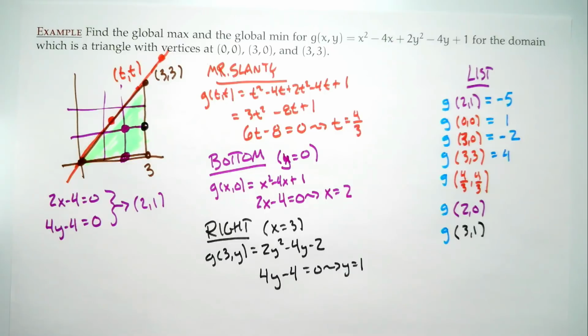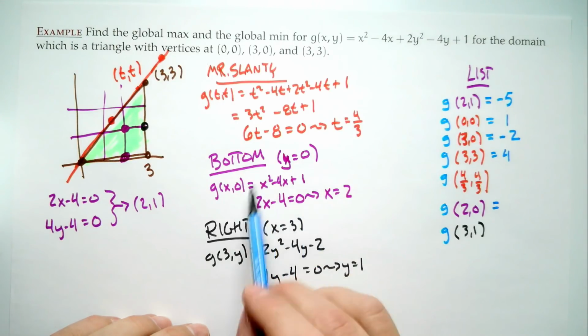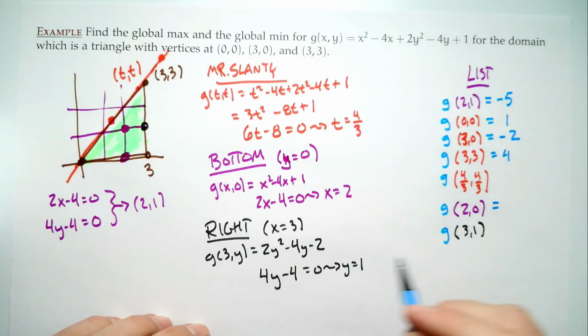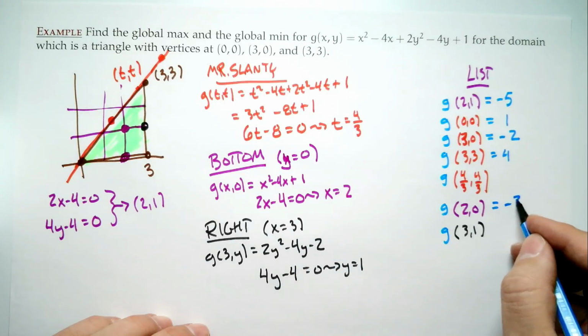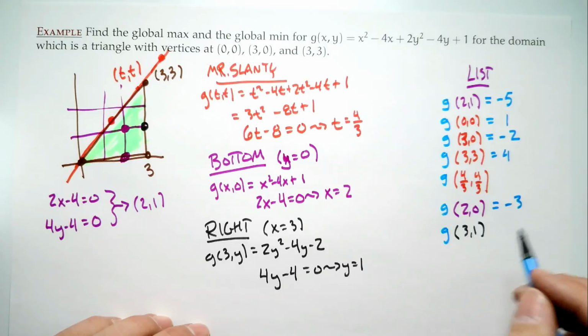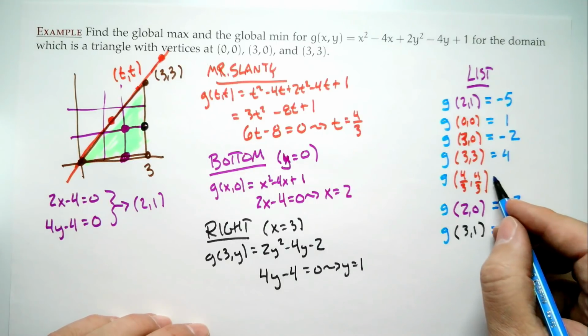Okay, 4/3, 4/3 is something. We'll come back to that one. Okay, 2, 0. What's 2, 0? We can probably do that one. 2, 0, so that's on the bottom. 4 minus 8 plus 1. Negative 3. Negative 3. 3 comma 1. I'll plug in 1. 2 minus 4 minus 2. Negative 4.